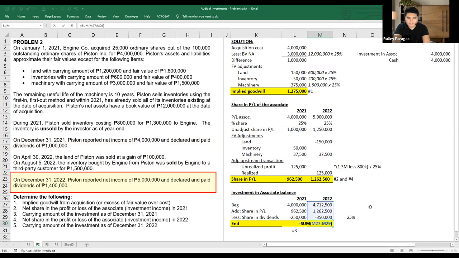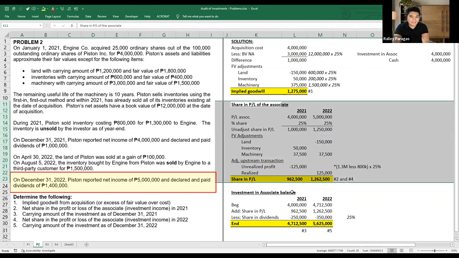That's basically your ending balance for your December 31, 2022 balance sheet in that particular instance. No? So this is number 5 already. So effectively, na-compute na natin lahat ng requirements. So we've been able to compute implied goodwill. We've been able to compute adjusted share in the profit or loss of the associate. And then lastly, na-compute na rin natin yung investment in associate balance natin na ending.